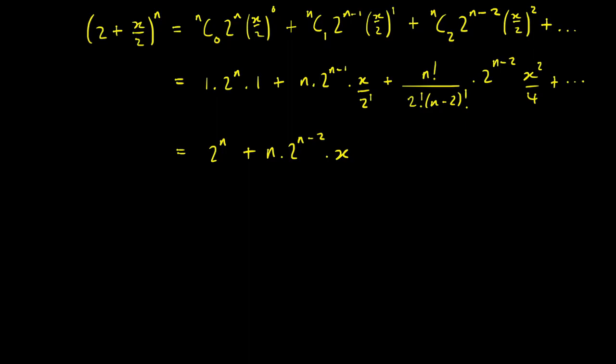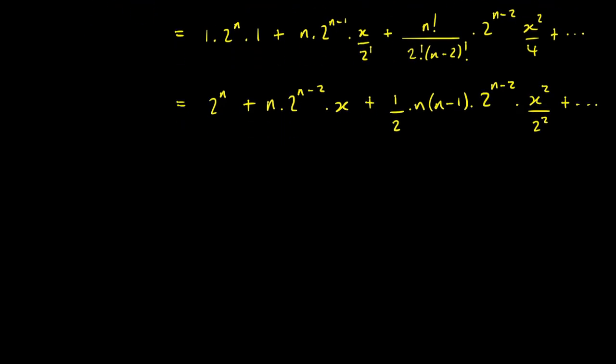So we have got plus 1 upon 2 factorial, which is 1 upon 2, times by n minus 1, times by 2 to the power of n minus 2, times by x squared, divided by 4, which is the same thing as 2 to the power of 2. That's dot, dot, dot. Okay. Now we can simplify this again some more, can't we?